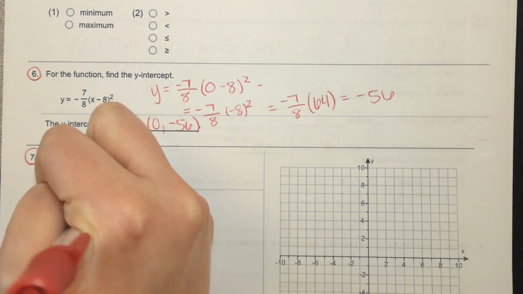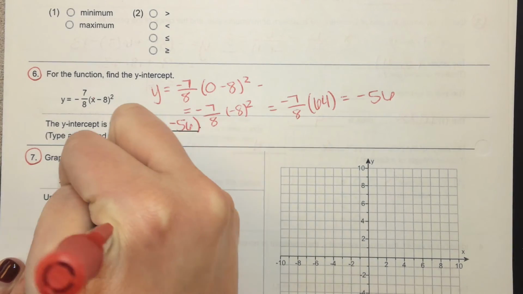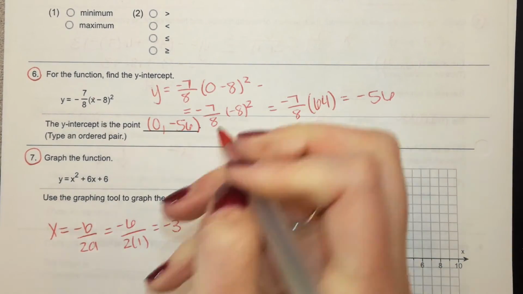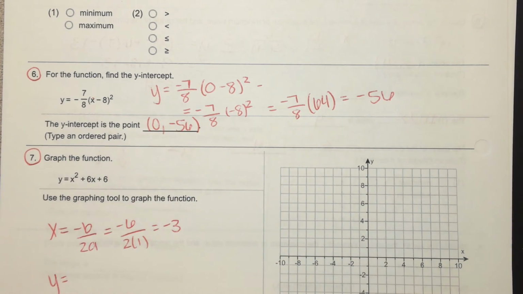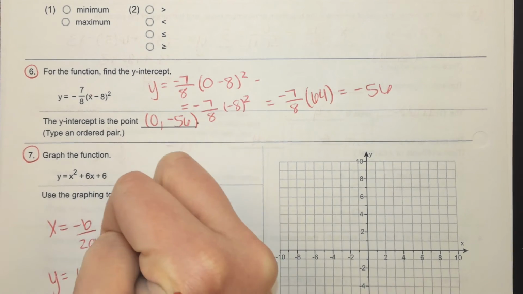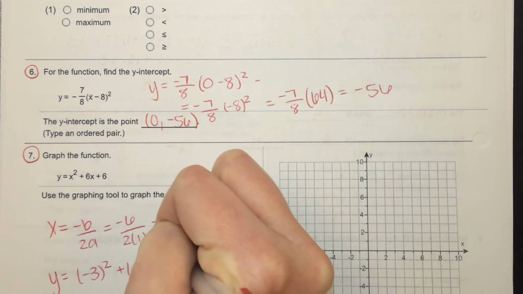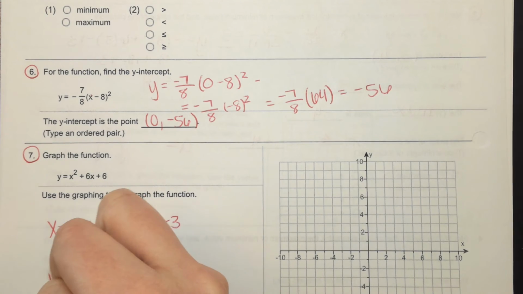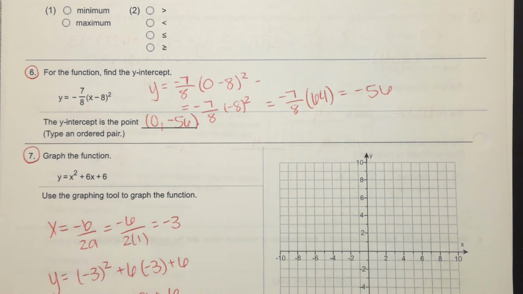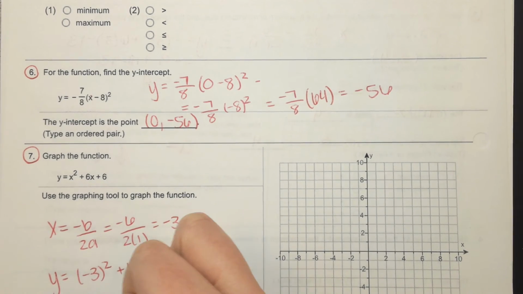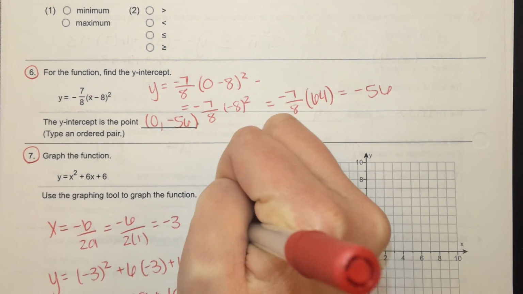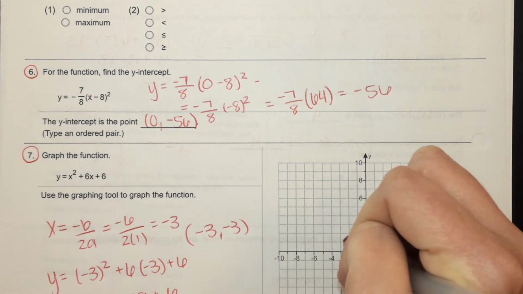So x equals negative b over 2a. So that's negative 6 over 2 times 1. So that just gives me negative 3. For my y, I'm going to plug that in. So negative 3 squared plus 6 times negative 3 plus 6. And so that gives me 9, minus 18 plus 6. That's negative 9 plus 6 is negative 3. So my vertex is (negative 3, negative 3). So I'm going to go ahead and do that.